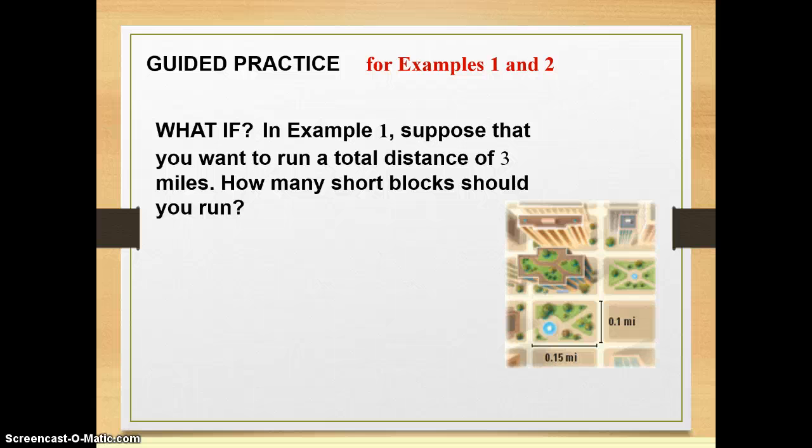Let's do some more examples. In example 1, suppose that you want to run a total distance of 3 miles. How many short blocks should you run? You can use either method that I have shown you. You could pause the video at this time to solve your problem. The answer to this is 24 short blocks.